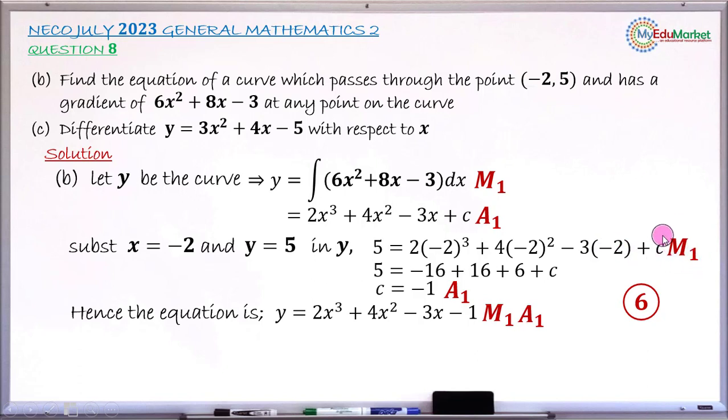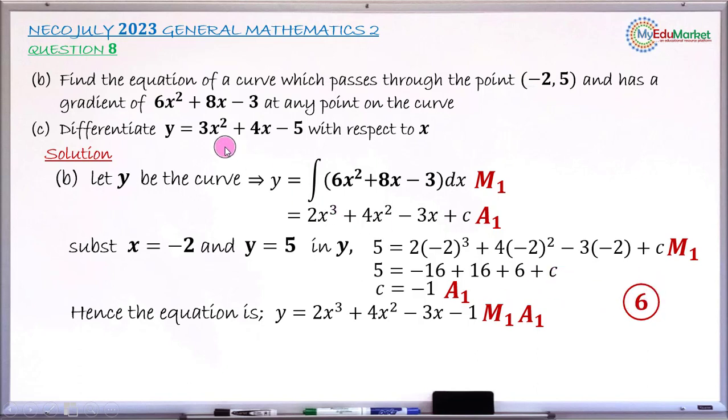The next mark is for attempting to find the constant of integration by substituting x by minus 2 and y by 5. You have this method 1 mark. And when you have the constant of integration as exactly minus 1, that gives you this accuracy 1 mark. The next mark is for writing the equation of the curve, substituting c by minus 1, which gives this method 1 mark. And when this is done correctly to get y equals 2x cubed plus 4x squared minus 3x minus 1 as the equation of the curve, you have this accuracy 1 mark. So in total, question number 8b has 6 marks.